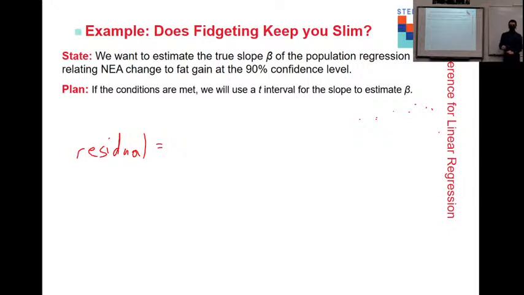Residual is measuring basically how far off the points that we get are from what the regression line says. In other words, the formula for getting my residuals is observed minus predicted.